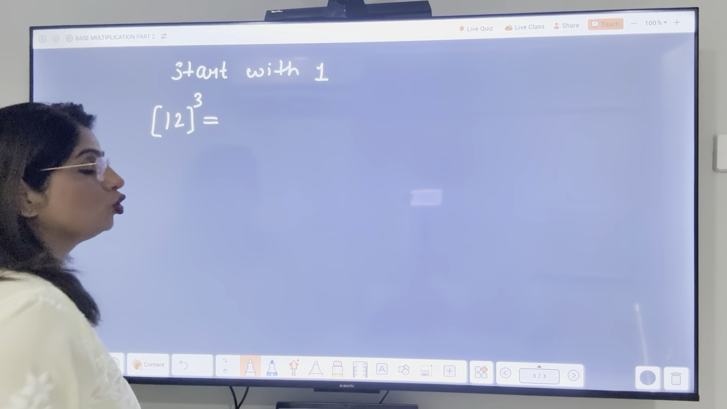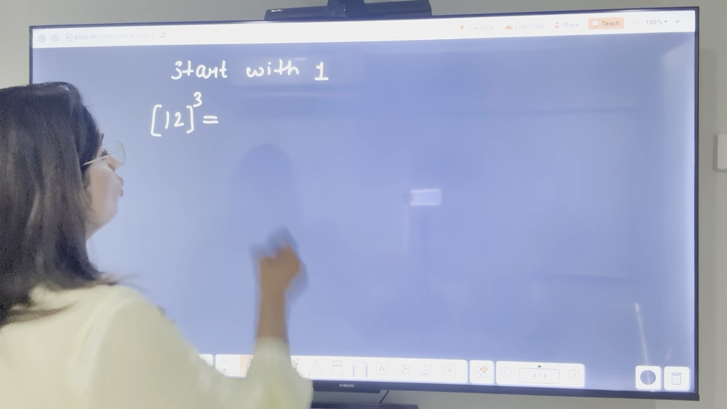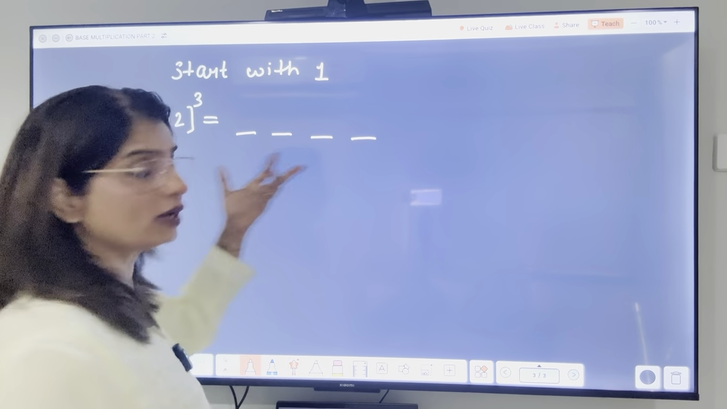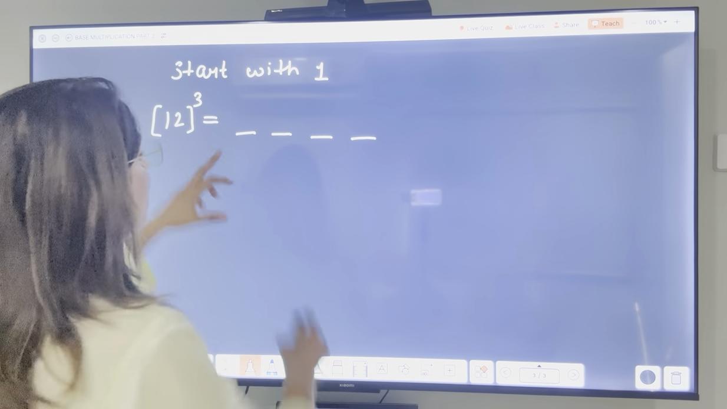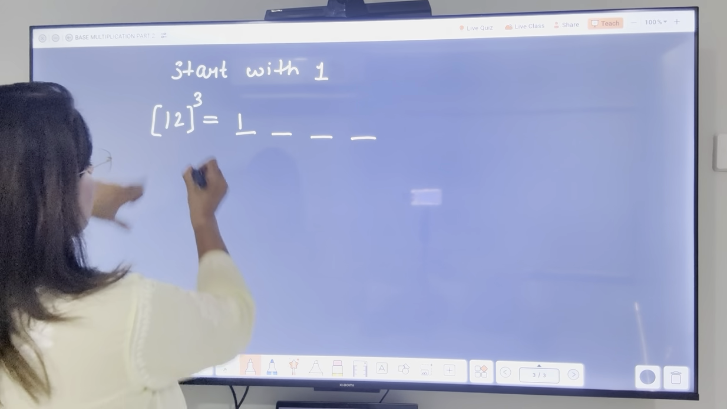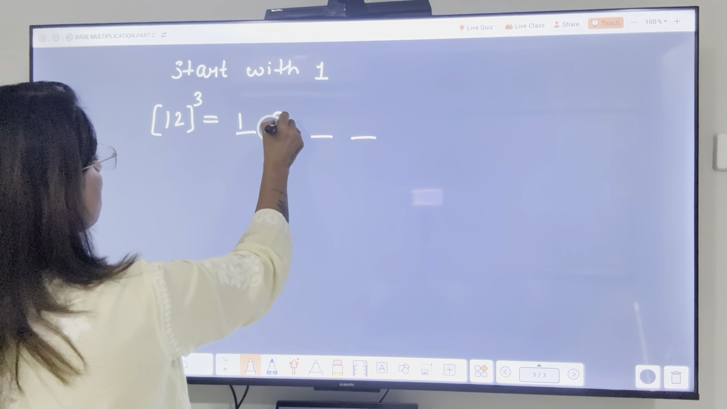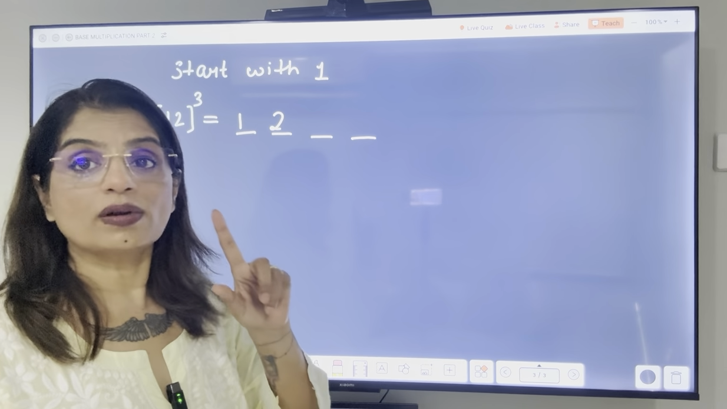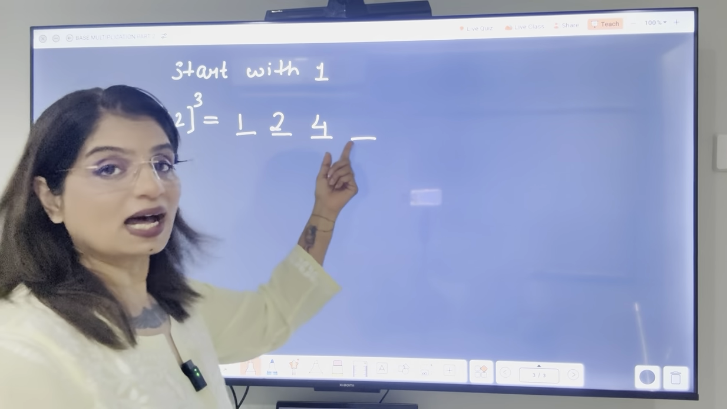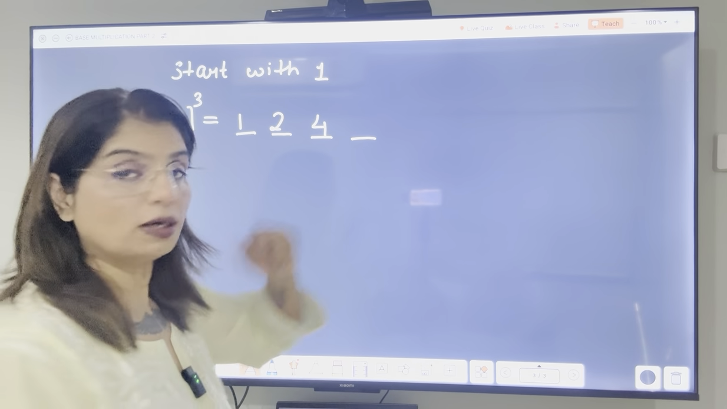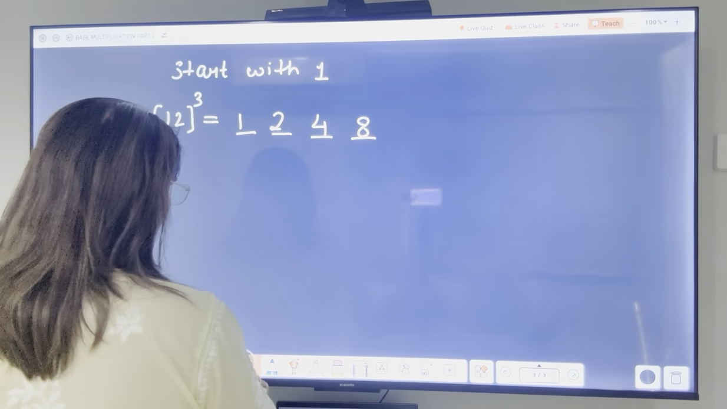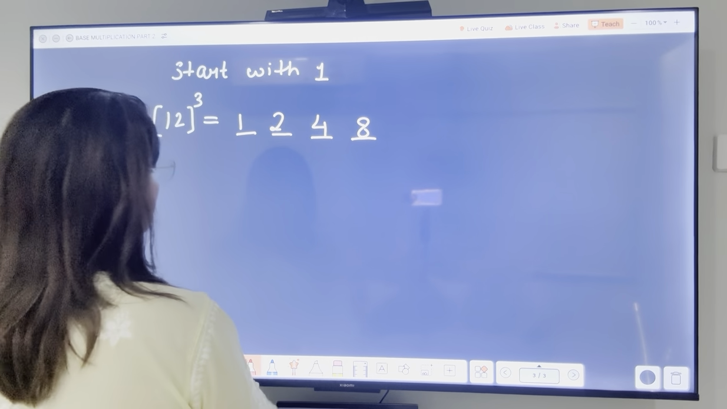See, 12 cube. When you want to cube any number like 12, you are going to make 4 dashes. First, the first digit, which is 1. Then second, you write the 2 as it is. In the third place, you write 2 square, which is 4. And in the last place, you write 2 cube, which is 8. Simple.